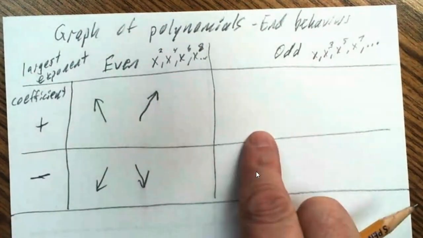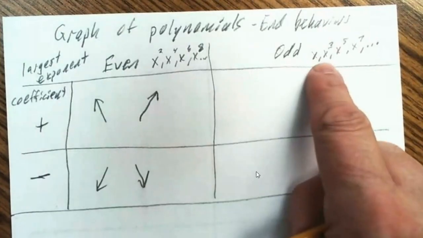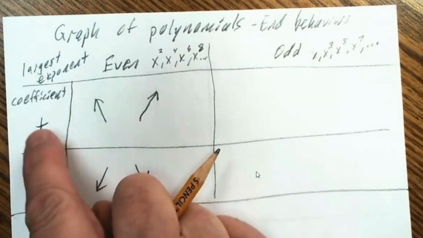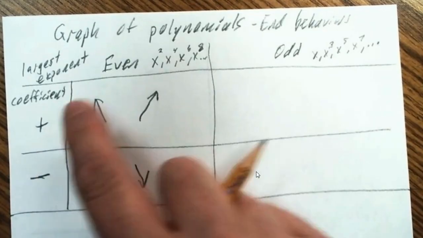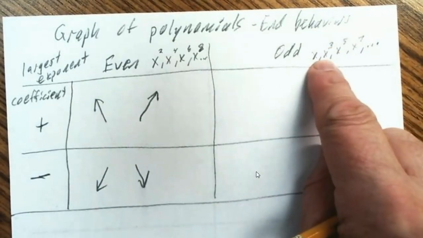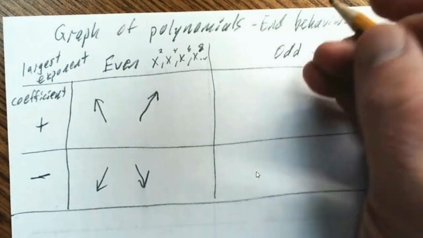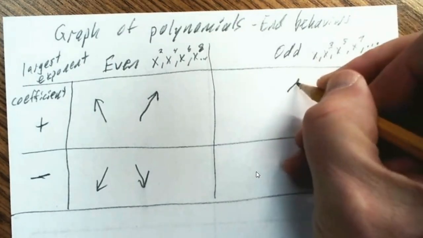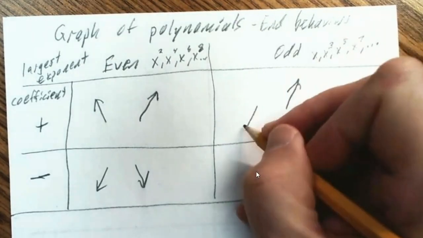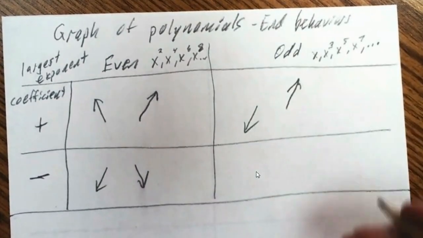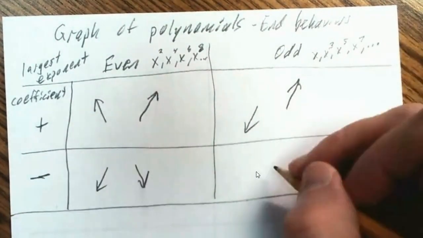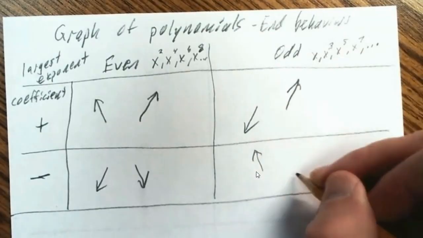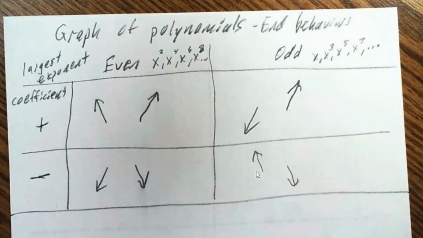Over here, if it's odd, x to the third, x to the fifth, and we have a positive coefficient. So we got 3x to the third, it's positive 3. The right end will go up, the left end will go down. If it's a negative coefficient, just the opposite. Left side up, right side down.